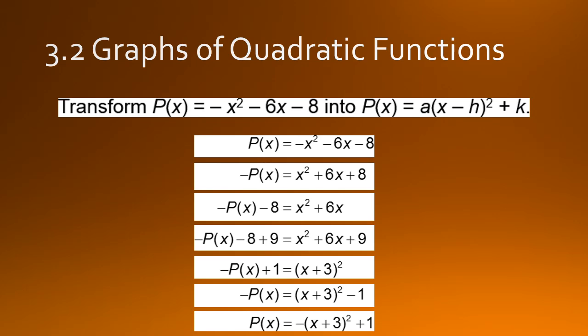Now again, what we can tell from this, it has a negative out front, so this parabola is going to open downward. In fact, it's going to be reflected across the x-axis. We know that it has been moved 3 to the left and 1 up. Its vertex is negative 3, 1. The axis of symmetry is x equals negative 3. So there's a lot you can tell about the graph just by looking at this form of the equation.